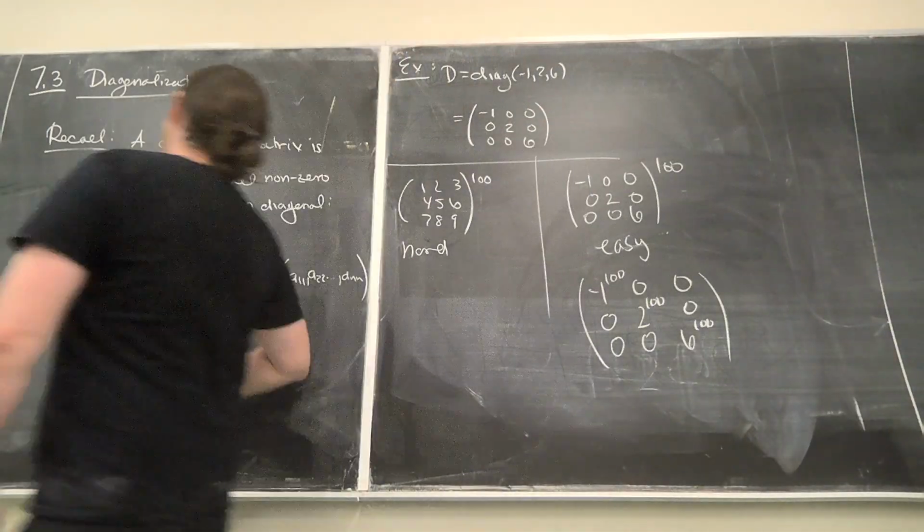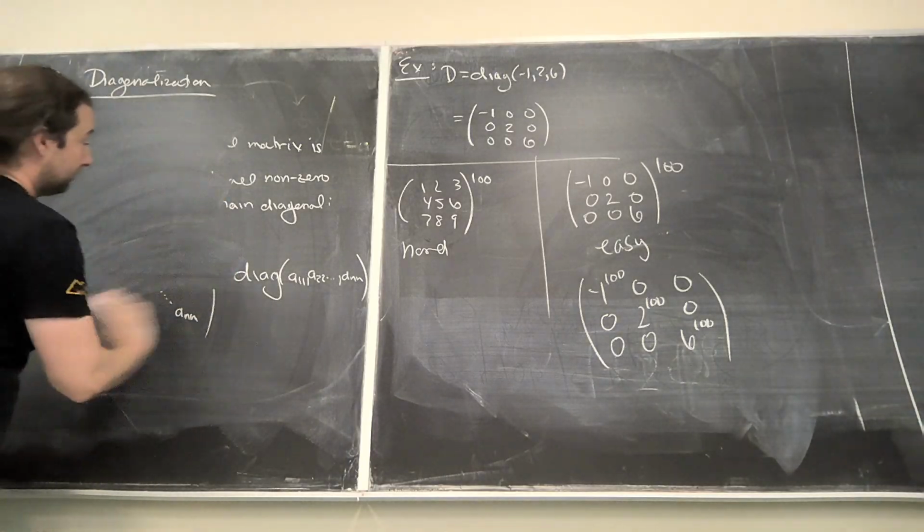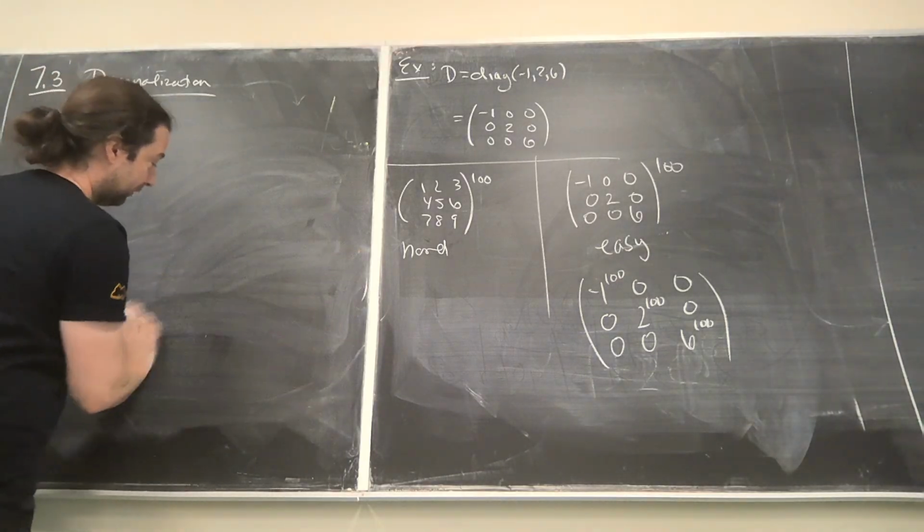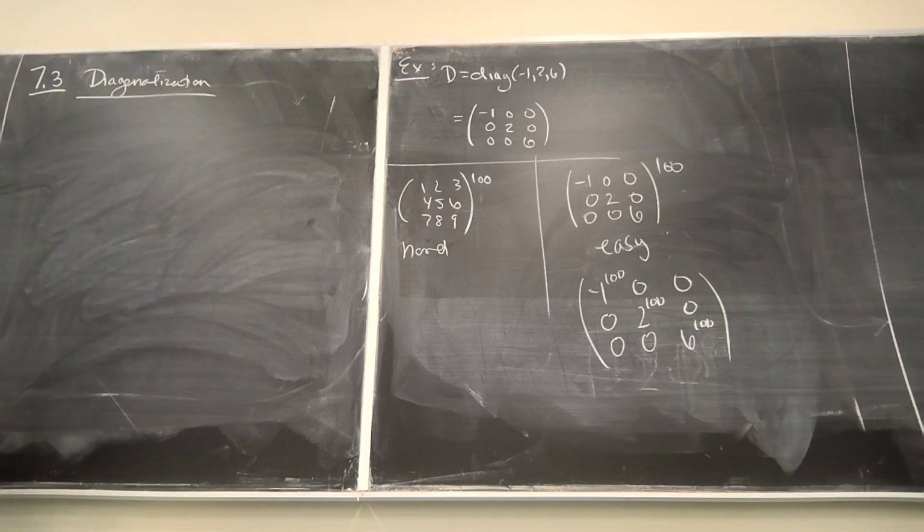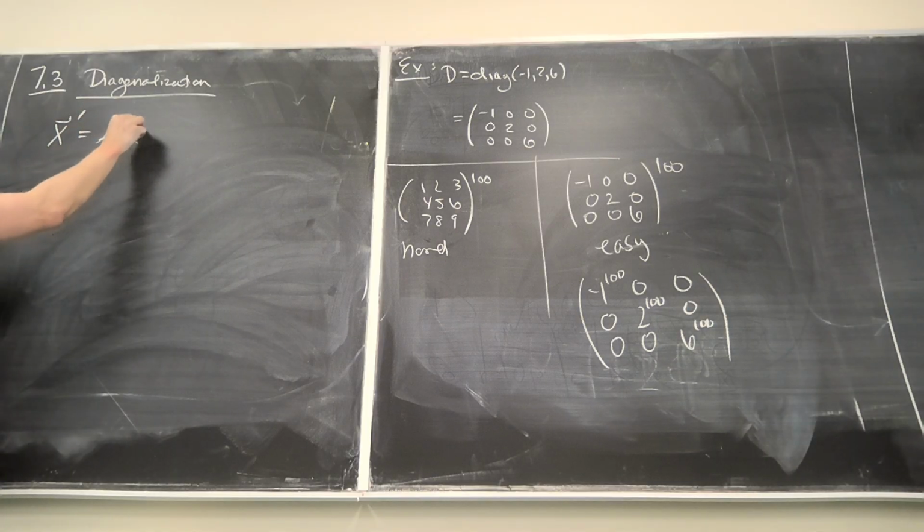Okay, another example of the sorts of things that diagonal matrices make really easy. Imagine that you had, say, a system of differential equations of the form x prime is equal to, say, A times x.